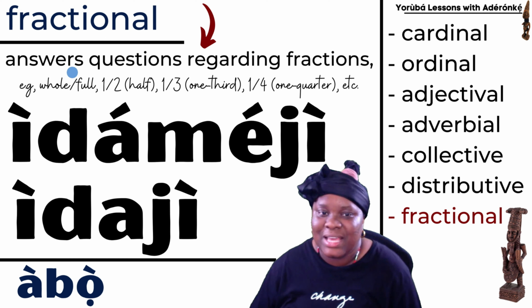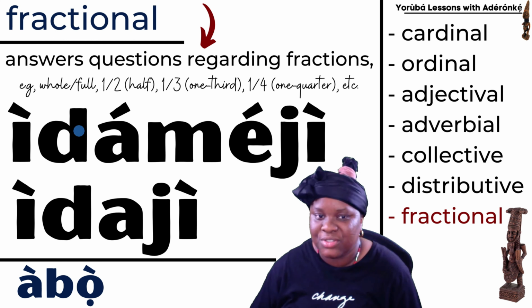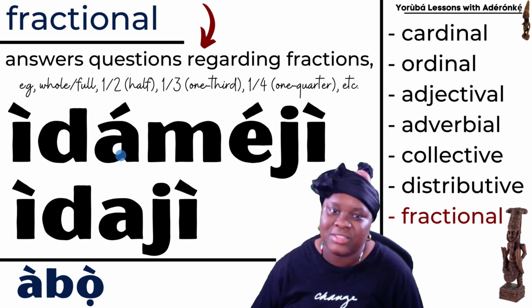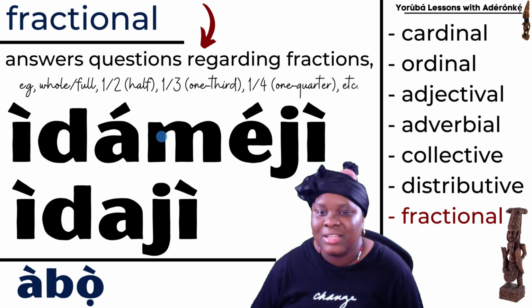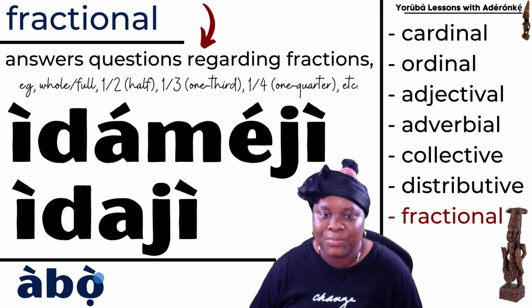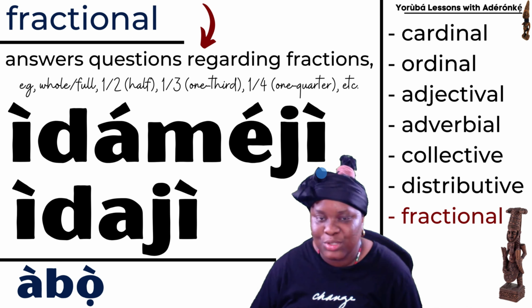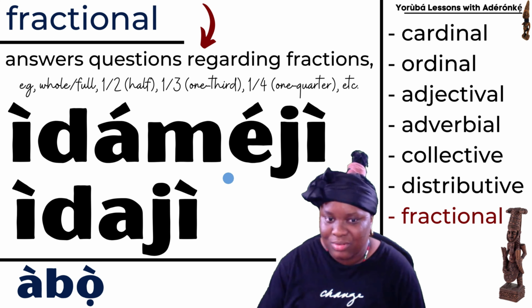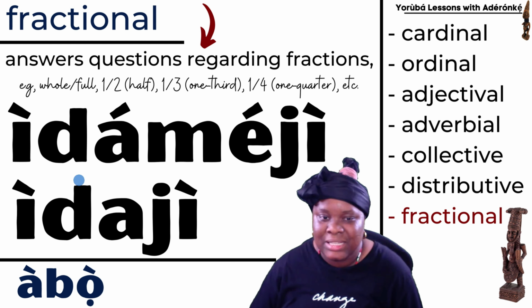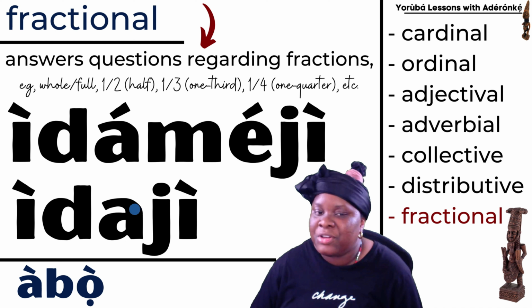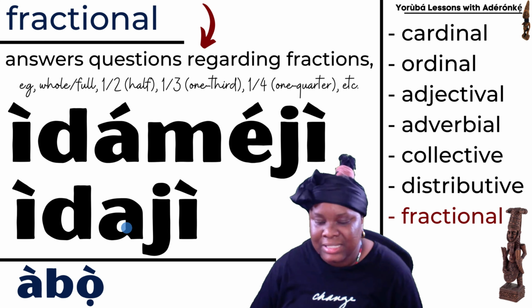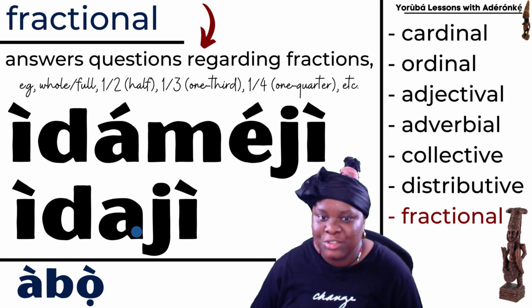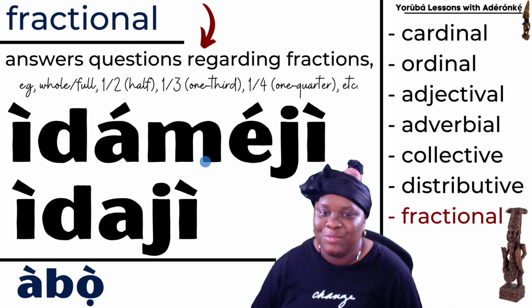In the fractional context, these numbers answer questions regarding fractions. Is it the whole thing? Is it half of it? Is it 1/3 of it? Is it 1/4 of it? And so on. Ìdá is division. Méjì is 2. So ìdá méjì, division into 2. Ìdá méjì. The strong version is ìdajì. So if you don't hear ìdá méjì, you may hear ìdajì. And if you don't hear ìdajì, you may hear ìdá méjì.